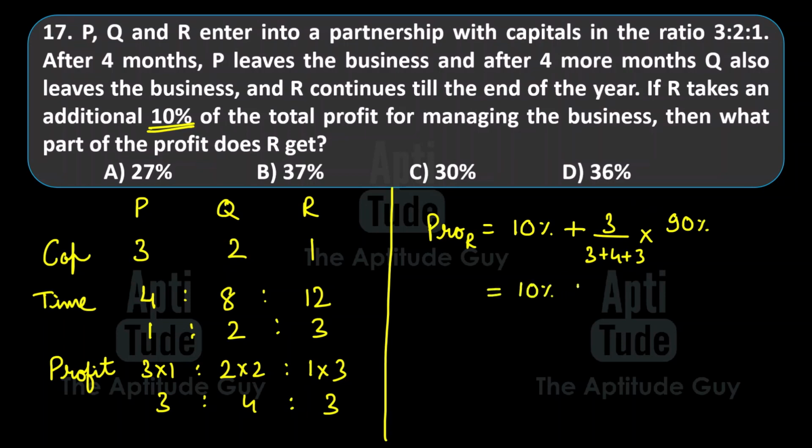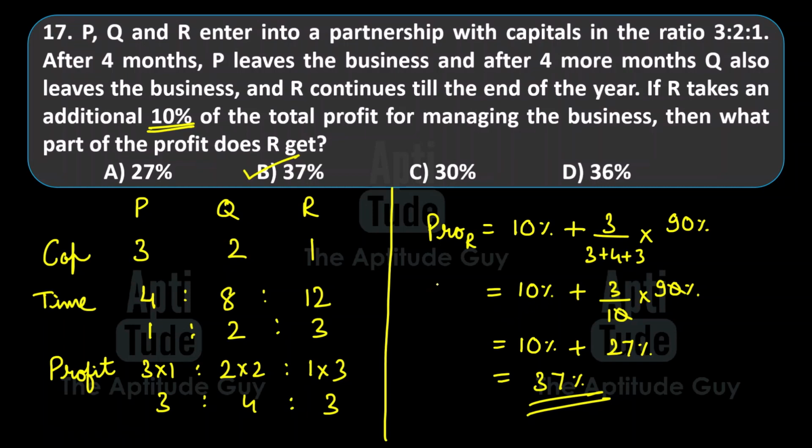We have 10% plus 3 by 10 into 90%. So 0, 0 gone. This is equal to 10% plus 3 nines are 27%. 10 plus 27, 37%. The answer is option B. Now, a lot of people end up either forgetting to add this 10% here, then they get 27%, or they completely forget about the 10% additional. They find 3 by 10 into 100. That is 30%. That is why they get C. So if you get option A or option C, now you know what mistake you made. This is the correct answer.